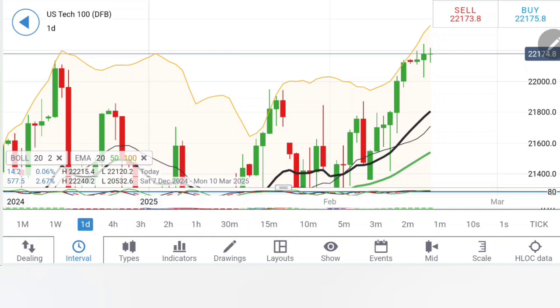Expect 22,220, 22,240, 250, and if that is taken, chances will be high that 22,300, 320 should be there. Beyond 22,300, 320, there is no looking back. Stay bullish for 22,400 and 22,500 levels as the next targets.